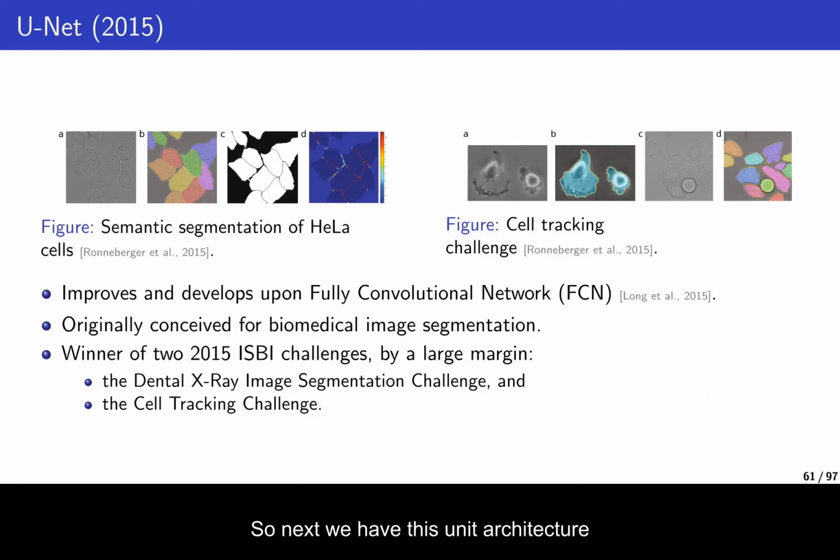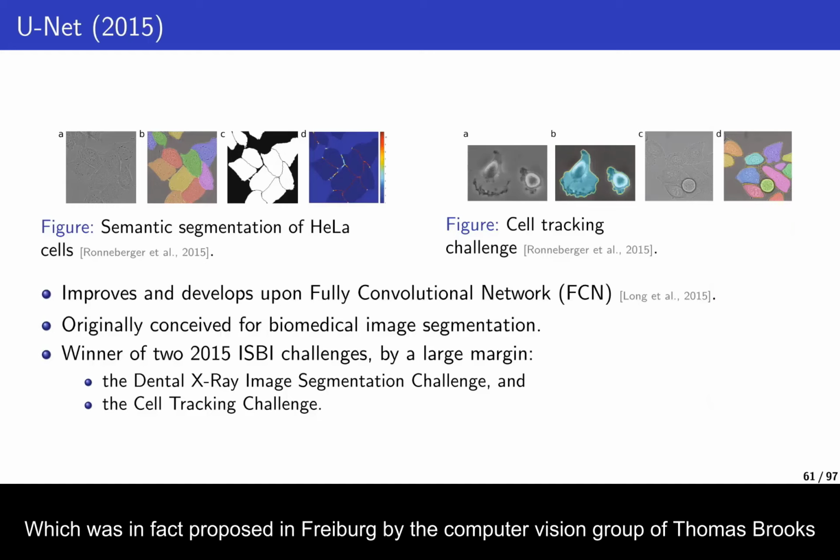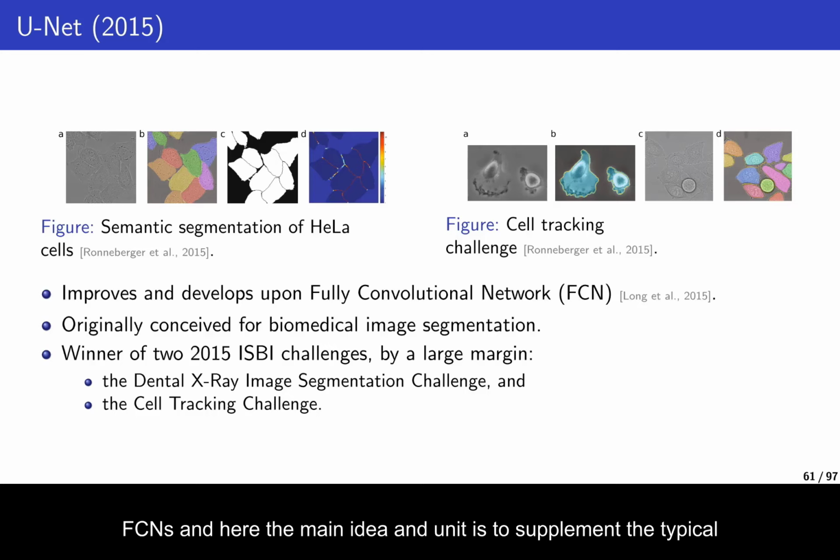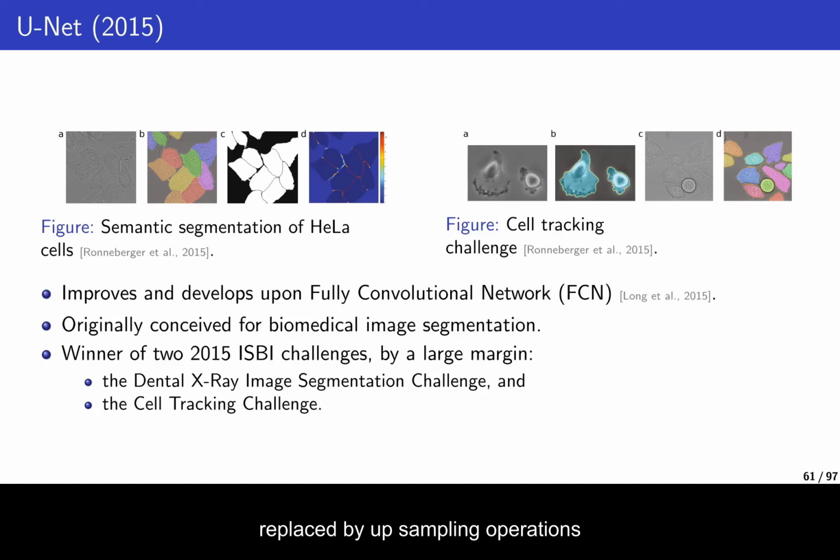Next we have the UNet architecture, which was in fact proposed in Freiburg by the computer vision group of Thomas Brox. The UNet stems from the so-called fully convolutional network architecture, which we also know as FCNs. The main idea in UNet is to supplement the typical contracting network by successive layers where pooling operations are replaced by upsampling operations.